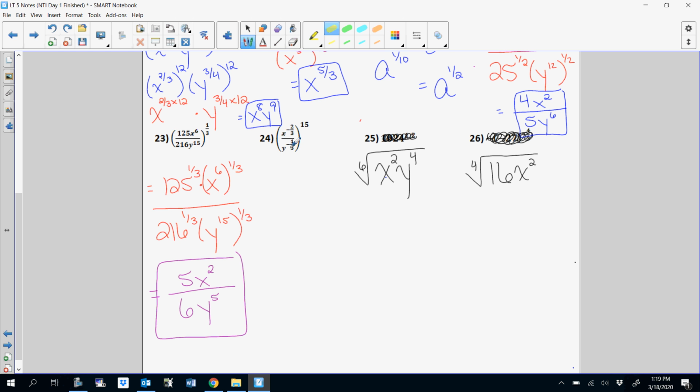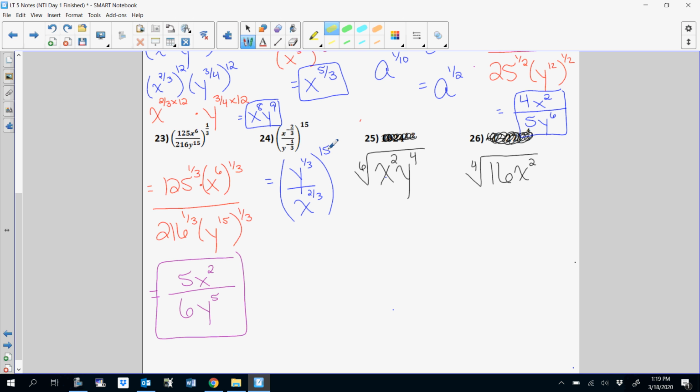Let's see, 24. We have two negative exponents. So the first step I would do is to flip, where x to the 2/3 goes in the bottom and y to the 1/3 goes in the top, and that would be positive exponents then. So the negative exponent rule says to flip them.